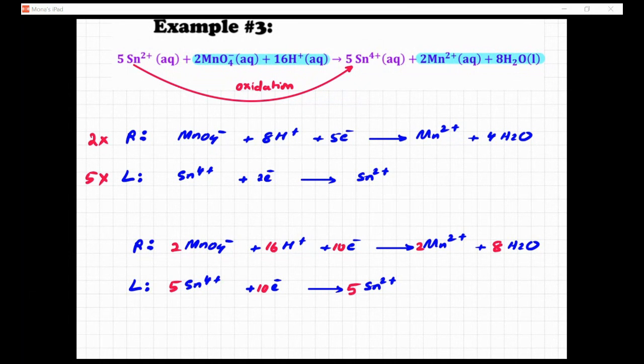But you are aware, if we multiply a reduction half reaction by a factor, it's not going to change the cell potential, the standard potential or cell potential. It's not going to change.